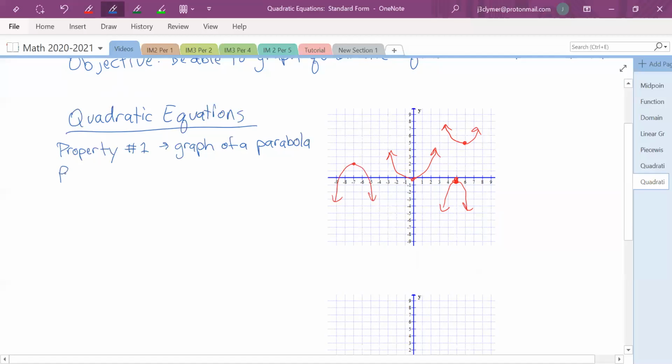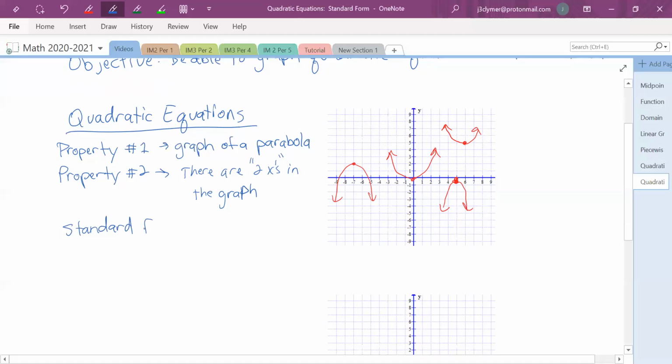Another property is that there are always 2 x's in the graph. What do I mean by that? I'll tell you in just a second. There are 2 x's in the graph. I put that in quotes because I'm not clear what I mean by that. Let me show you what I mean by telling you what standard form is.